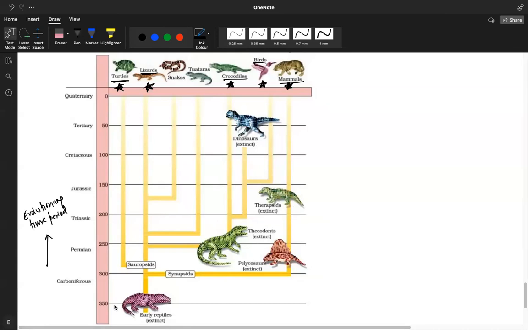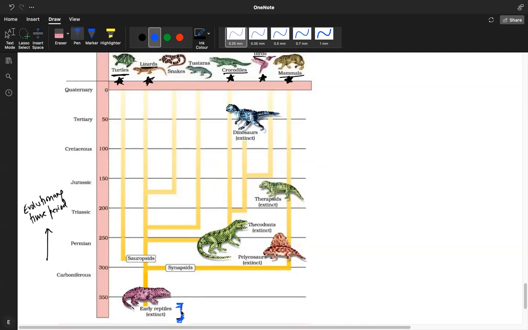You understand, everyone? Yes, sir. Yes, but continue. Yes, right. So this starts here with these early reptiles. This is what Saifullah is saying. So it all starts here. Okay, yes, continue.